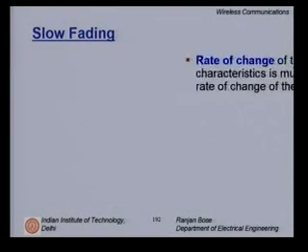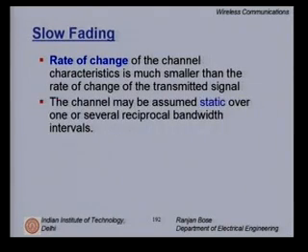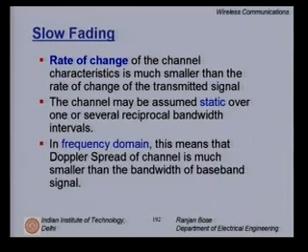The other part is the slow fading scenario, where the rate of change of the channel characteristics is much smaller than the rate of change of the transmitted signal. Here the channel may be assumed to be almost static over one or several reciprocal bandwidth intervals. In the frequency domain, this means that the Doppler spread of the channel is much smaller than the bandwidth of the baseband signal.